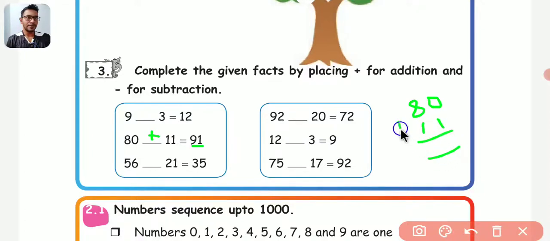Okay, so now I am going to add this. 0 plus 1, this is in ones, this is in tens. Okay, so first we have to add the ones place. 0 plus 1, 1. 8 plus 1, 9. So the answer is 91. I hope you understand.